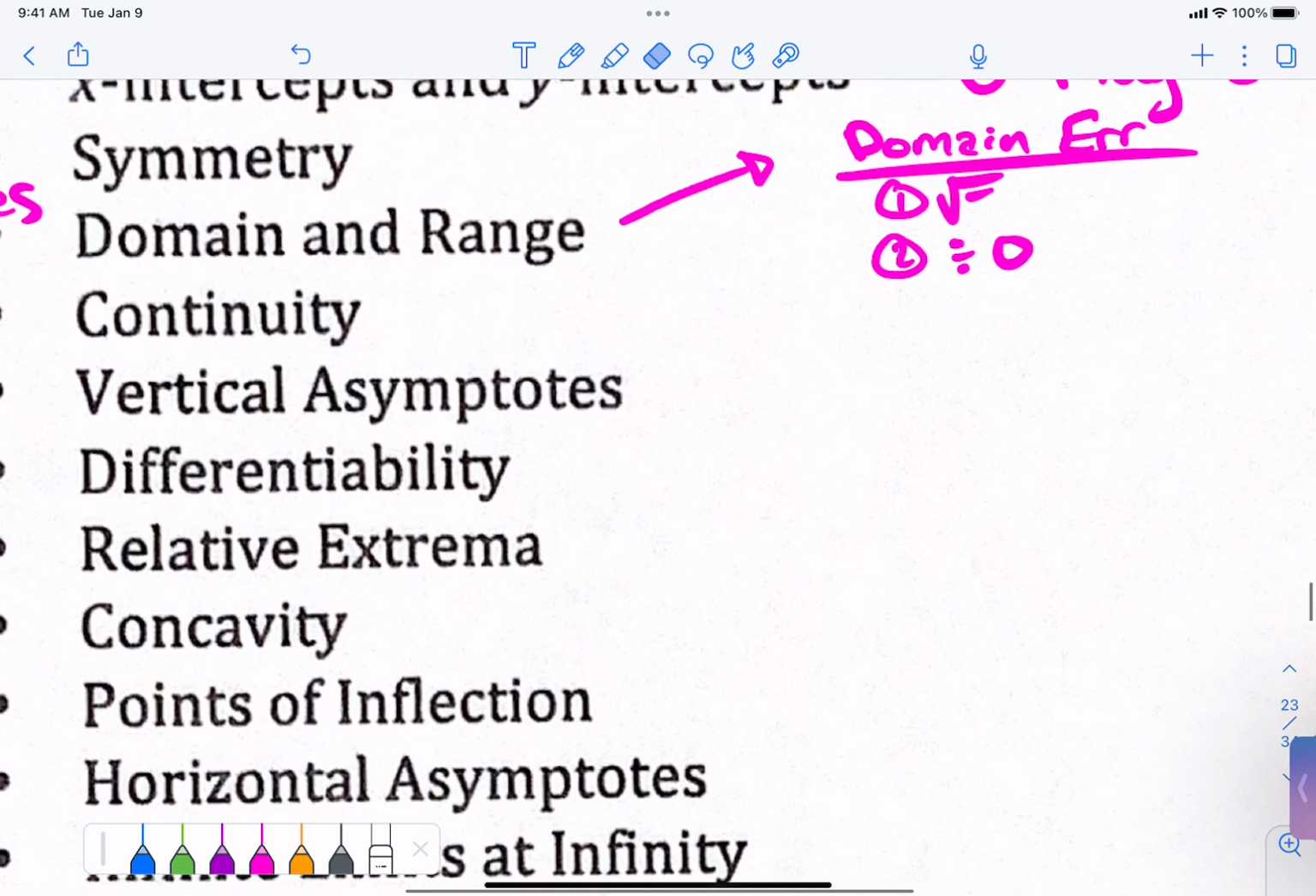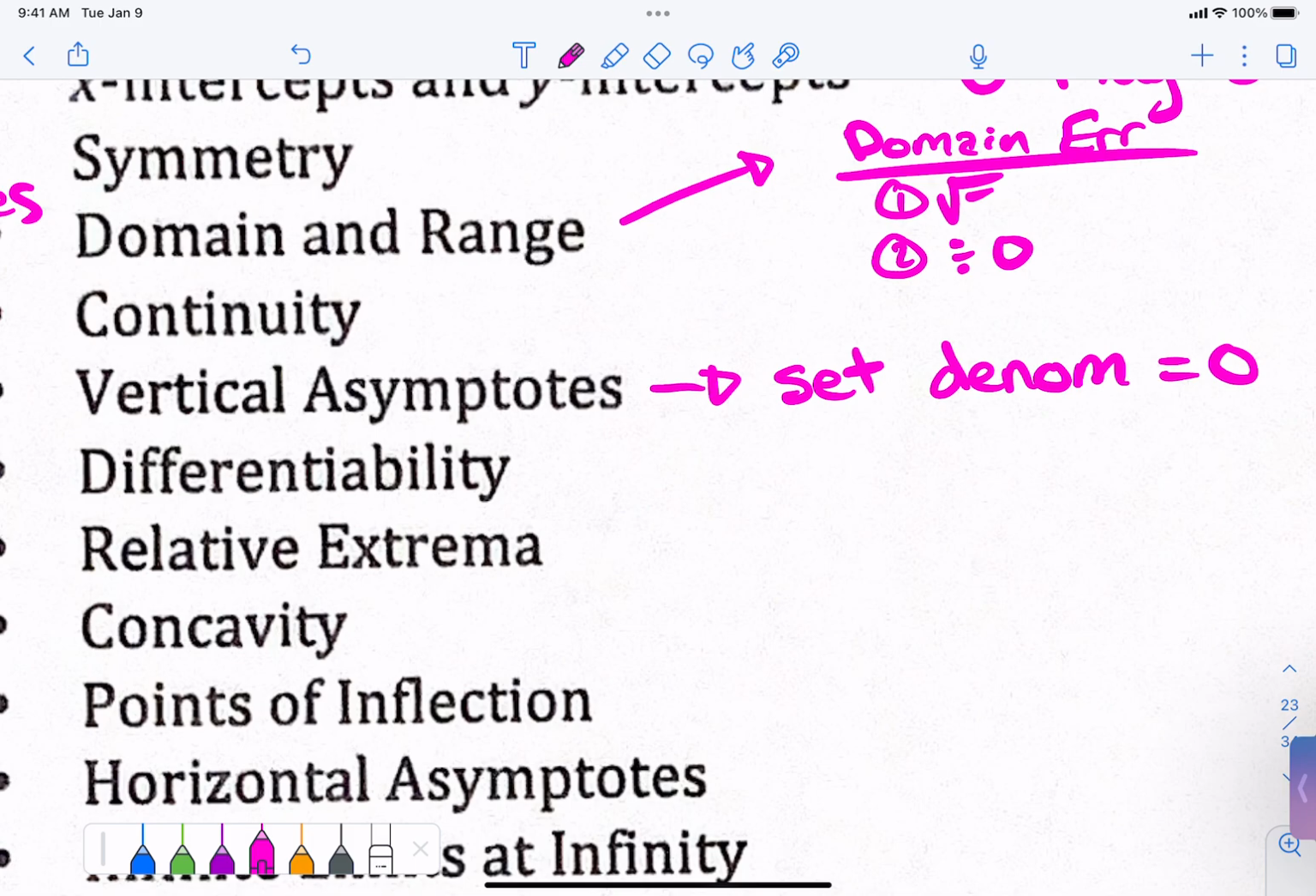Okay, vertical asymptotes. How do you find vertical asymptotes? Set what equal to 0? The bottom, the denominator. Set the denominator equal to 0, and that's how you find your VAs. If he doesn't have a denominator, he has no VAs. Okay?